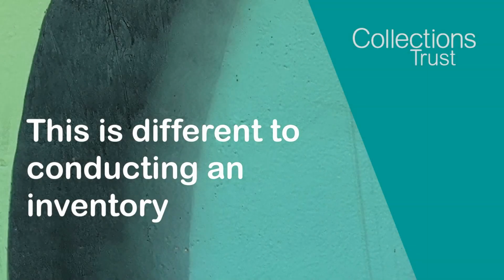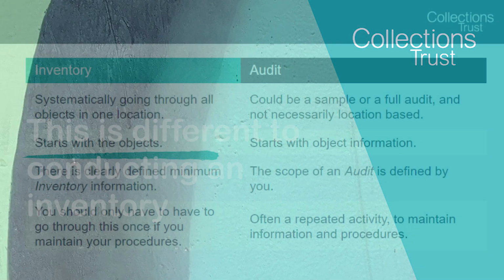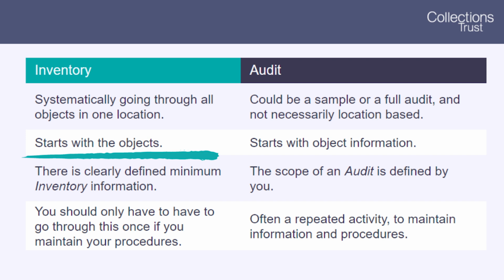This is different to conducting an inventory, which involves going systematically through every object in a chosen location, recording and updating core inventory information. So unlike an audit, in the inventory process, you'll sometimes find objects you are not expecting because you're starting with the objects themselves rather than the object information.